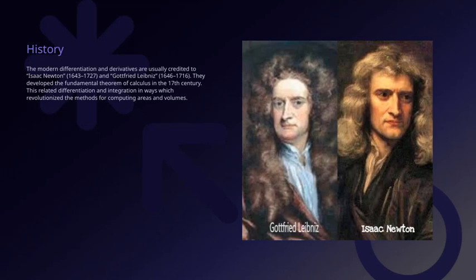Now, moving on to the history behind modern differentiation and derivatives. These concepts are usually credited to two brilliant mathematicians, Isaac Newton, who lived from 1643 to 1727, and Gottfried Leibniz, who lived from 1646 to 1716. Both of them independently developed the fundamental theorem of calculus during the 17th century.